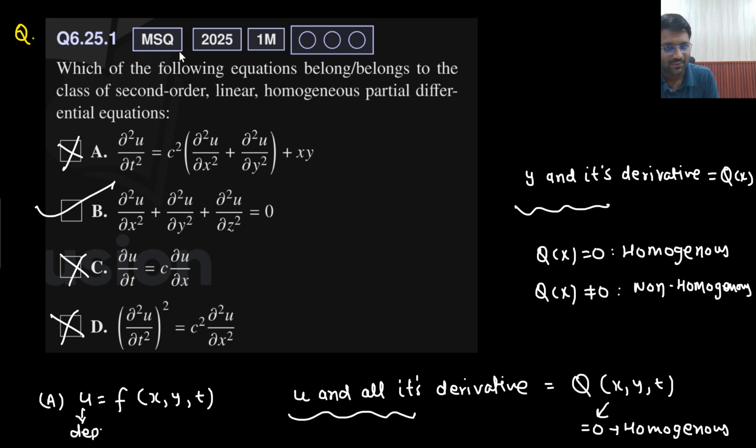So yes, it was an MSQ, but only one option was correct. And it happens in the GATE examination, it has happened a lot of times, that a question will be MSQ, but only one option would be correct. So here your conceptual clarity has to be very good.